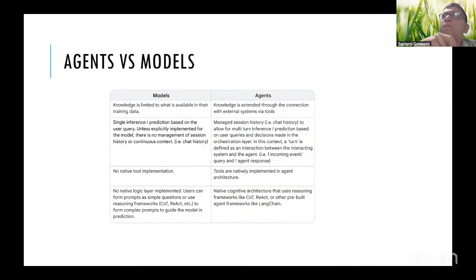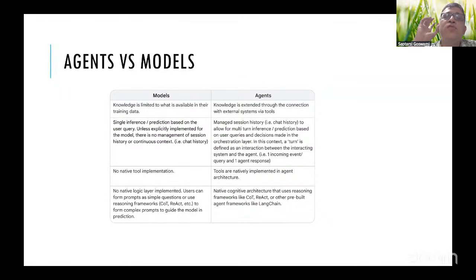So if I am talking about some current event, maybe what is happening with the cases that are going on in the Supreme Court right now, the model will not have access to that. But agents can have access to that through the use of tools. And a model has a single inference or prediction based on the user query, unless explicitly implemented otherwise. And then you cannot manage sessions and so on.